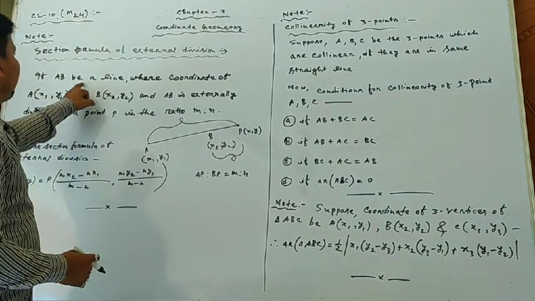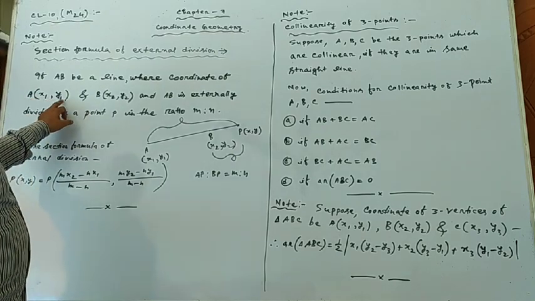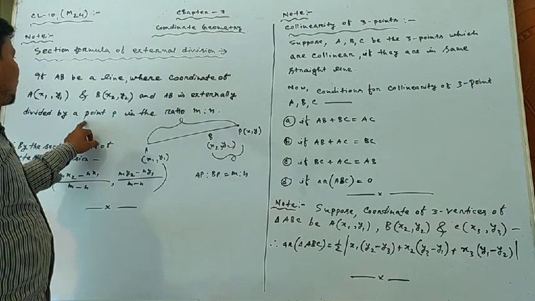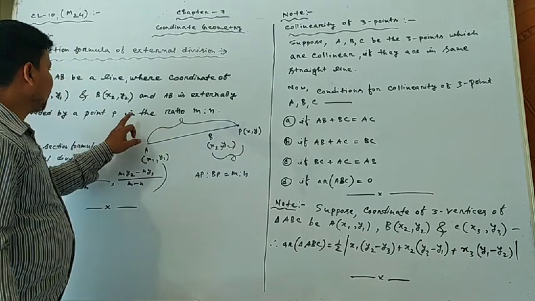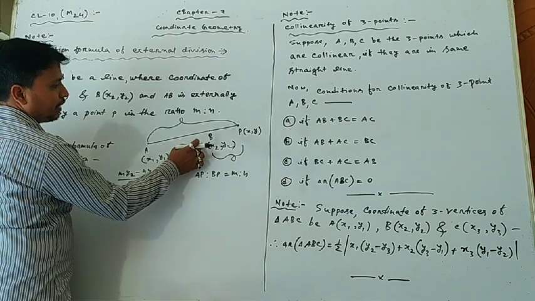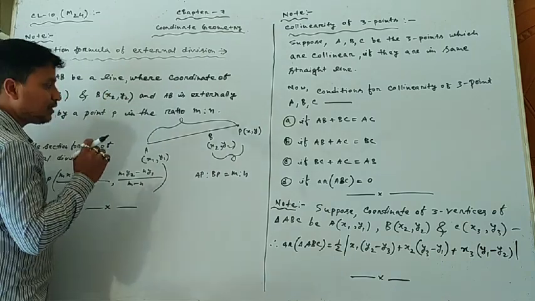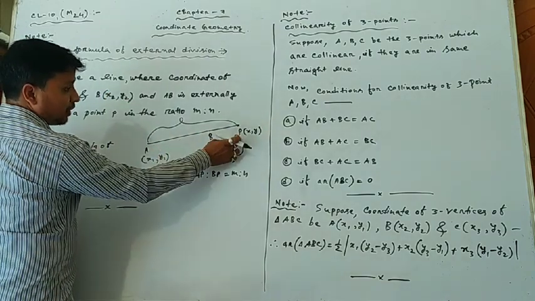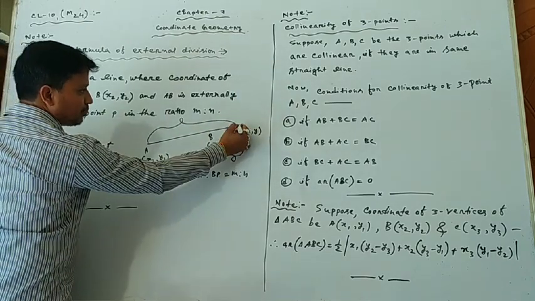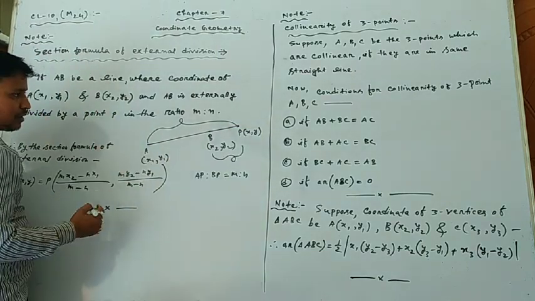If AB is a line where the coordinates of A are x1, y1 and of B are x2, y2, and AB is externally divided by a point P in the ratio M is to N, then point P is not between A and B. If P comes between A and B, it is not external division, it is internal division. So P is dividing the AB line from the outside. You can place P either on the right side or on the left side. Then that is called external division.